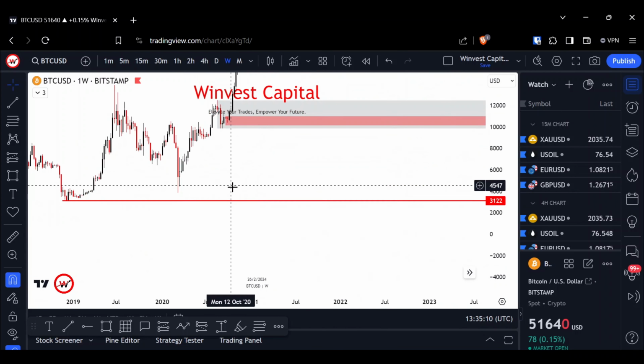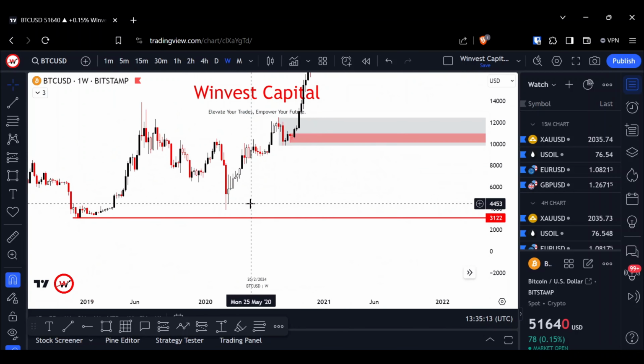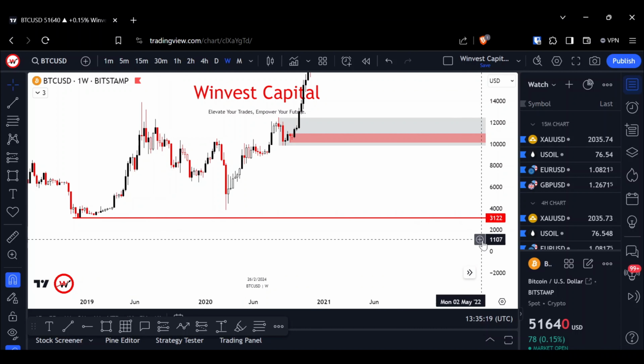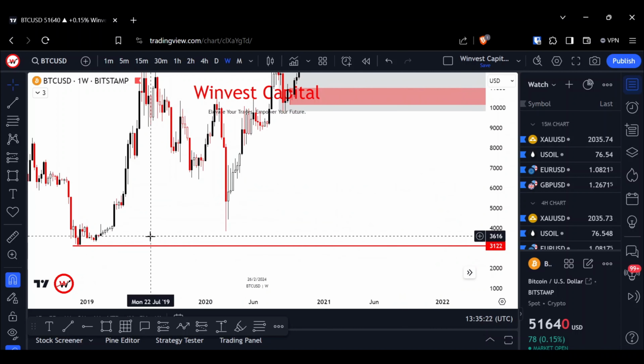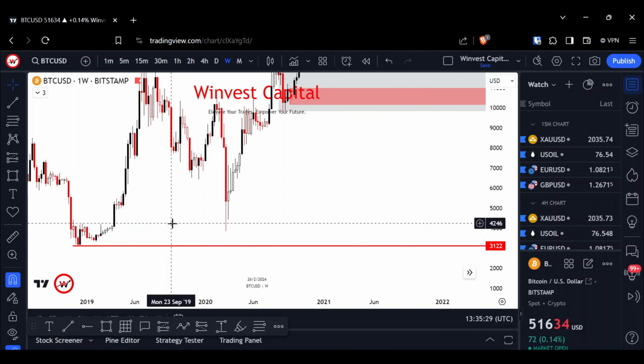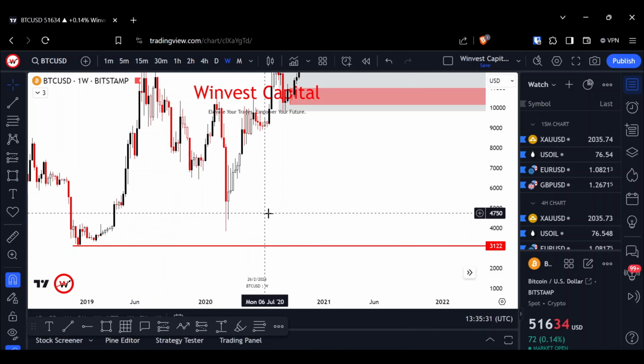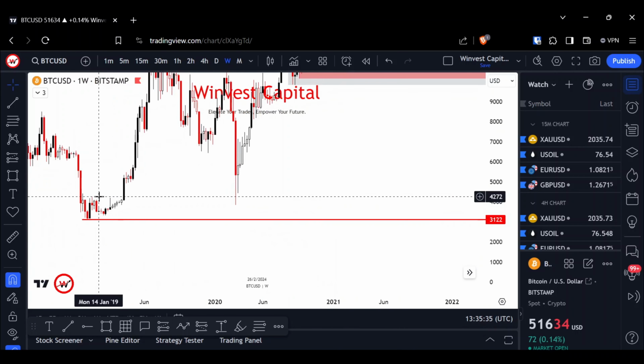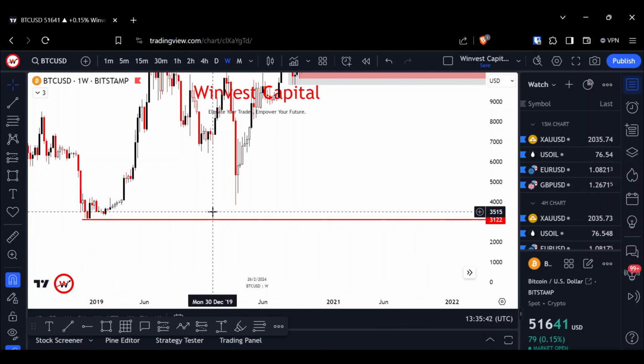We could also take a look here. Let's see, is there another order block that could potentially be our extreme order block? No, I think this would be it. This is already mitigated, so we can't use it as order flow.